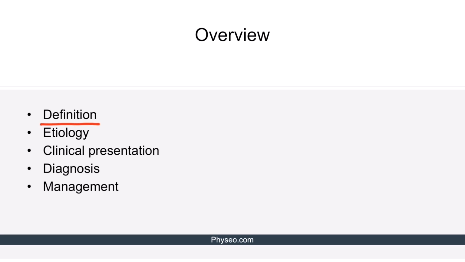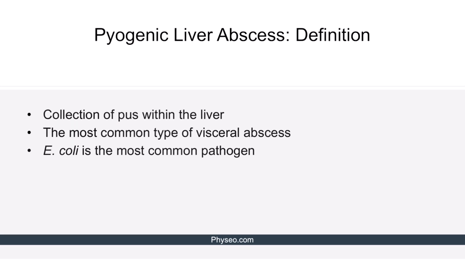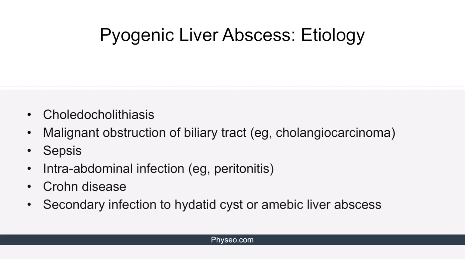We'll cover definition, etiology, clinical presentation, diagnosis, and management. Pyogenic liver abscess is a collection of pus within the liver. It's the most common type of visceral abscess, and the most common isolated pathogen is E. coli. There are many causes of pyogenic liver abscess.